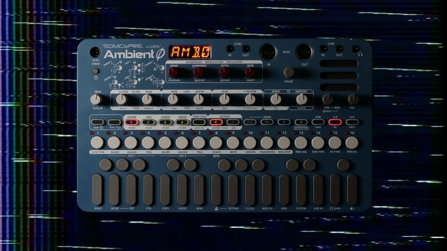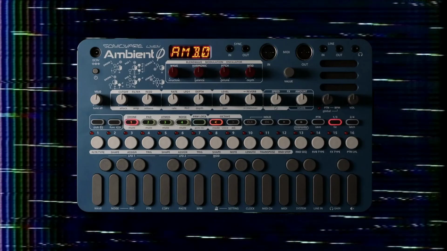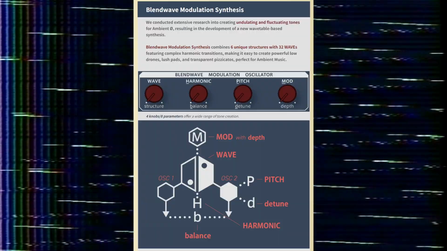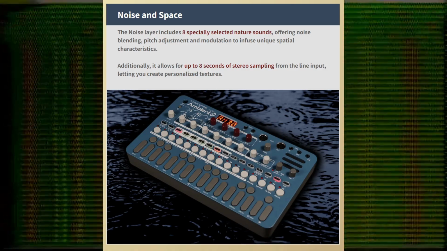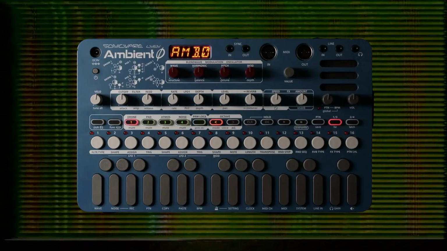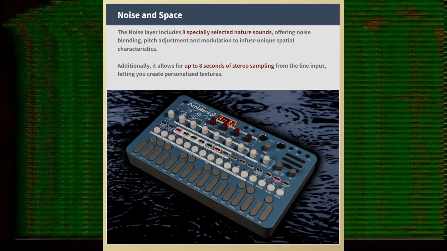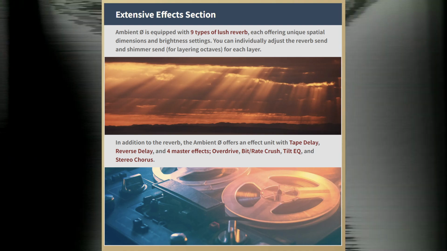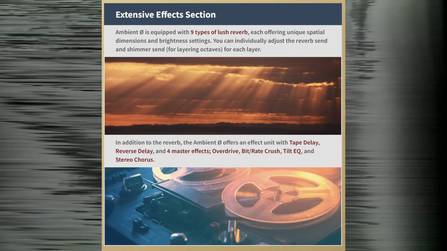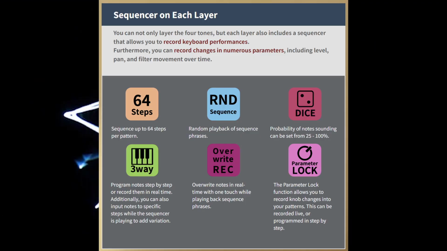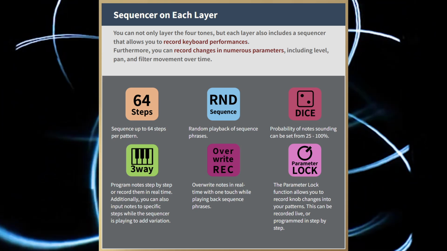We also have blend wave modulation synthesis, a synth engine with 6 structures that is designed to create fluctuating tone. Then we have noise and space, which is a noise layer processor with 8-second stereo sampling loops, and it has noise blending and pitch modulation. There's also an extensive effects section with reverb, shimmer, 6 types of other effects including tape delay and master chorus. We also have a sequencer on each layer that records and performs the evolving tonal changes.